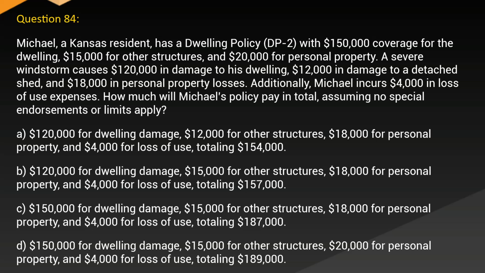A. $120,000 for dwelling damage, $12,000 for other structures, $18,000 for personal property, and $4,000 for loss of use, totaling $154,000. B. $120,000 for dwelling damage, $15,000 for other structures, $18,000 for personal property, and $4,000 for loss of use, totaling $157,000. C. $150,000 for dwelling damage, $15,000 for other structures, $18,000 for personal property, and $4,000 for loss of use, totaling $187,000. D. $150,000 for dwelling damage, $15,000 for other structures, $20,000 for personal property, and $4,000 for loss of use, totaling $189,000.